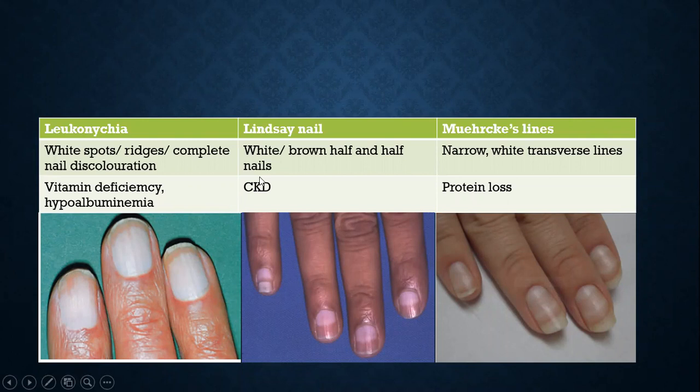Lindsay nail, also called half and half nail, is where there is expansion of the lunula. One half of the nail is white, the other half is brown. This occurs typically in CKD. Muehrcke's line is also a white nail, but this is just a white streak or a white groove which is present. This is also a feature of protein loss, maybe due to nephrotic syndrome or due to a non-nephrotic syndrome also.